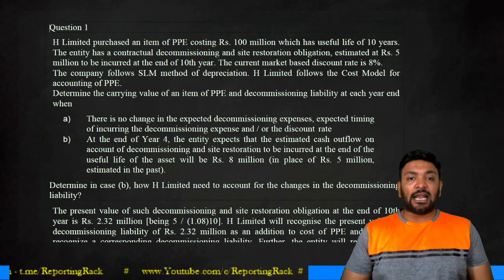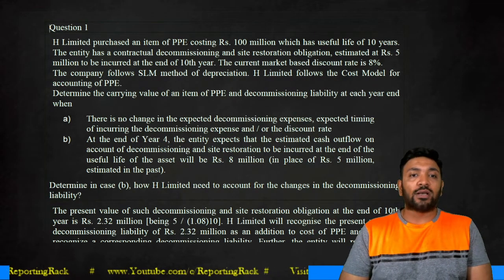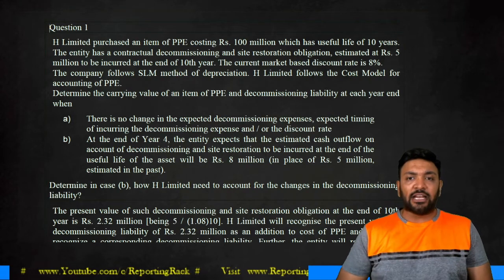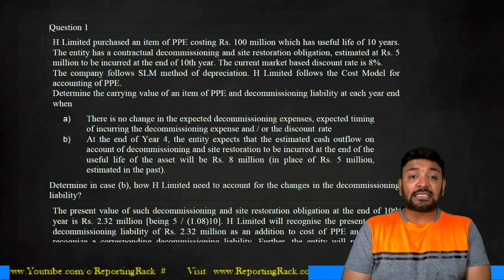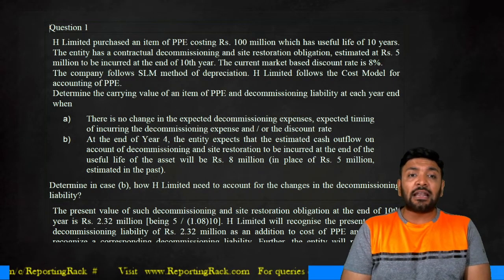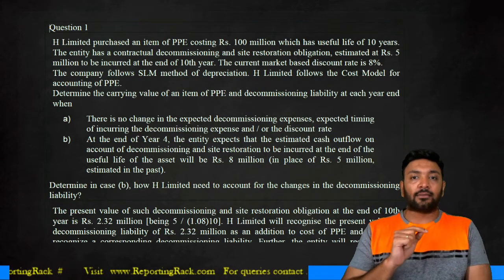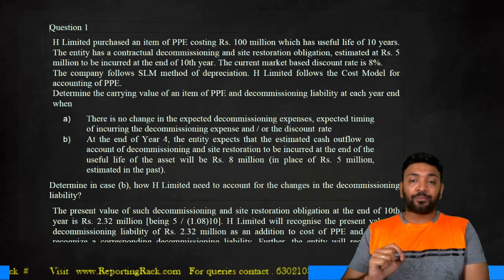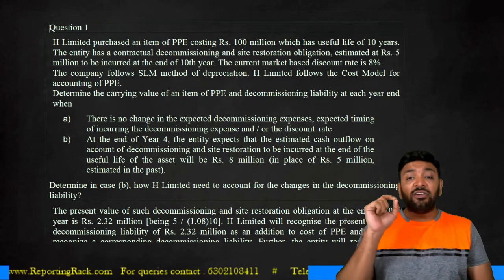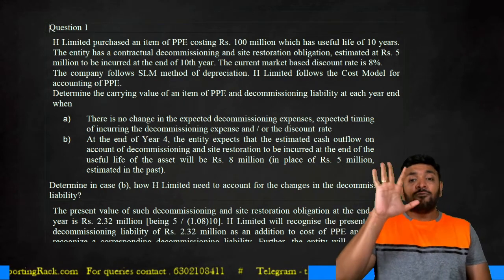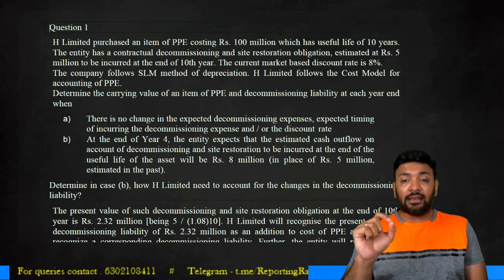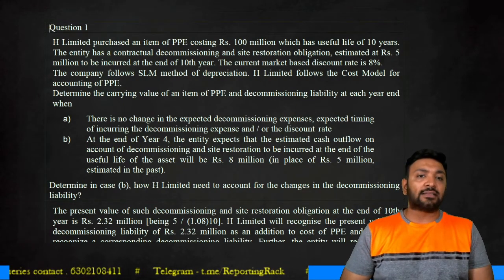Yes, guys, read through the question and tell me how we are supposed to approach it. If I say that the cost of the asset is 100 million, let's say everything is in millions itself. The useful life of the asset is 10 years. There is a contractual obligation for decommissioning and site restoration estimated at 5 million to be incurred at the end of the 10th year. Market discount rate is 8%. So I'll have to identify the present value of the decommissioning cost, which I will incur at the end of the 10th year, which is 5 million, applying a discount rate of 8%. So you multiply 5 million by the present value factor for 8% for 10 years, and you will get the answer.